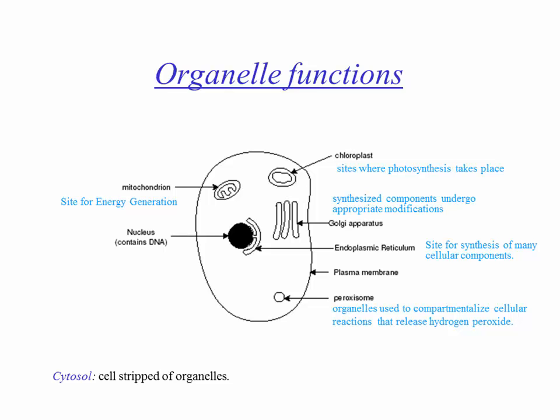Now, if you take a cell and you remove all those internal organelles, right, then what remains is like a soup, watery soup, right? And that's called the cytosol, okay? So it's a cell stripped of all the organelles, right? So you have a plasma membrane, you have a cytosol, and you have all these organelles that are sitting inside, okay?